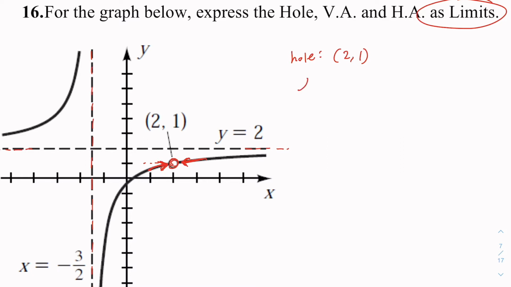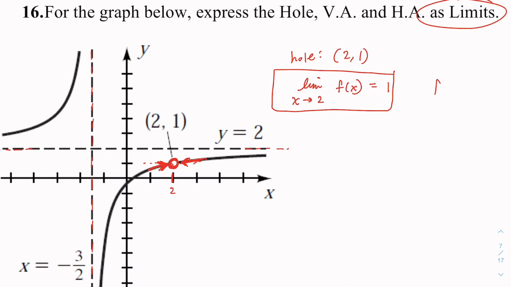So we would say the limit as x approaches this value of 2 of the function, as x gets closer and closer to 2, whether it's the left side or the right side, the limit equals 1. That's how we'll express our hole as a limit. As we get closer and closer to 2, whether it's from the left or the right, the limit exists. The limit is 1.